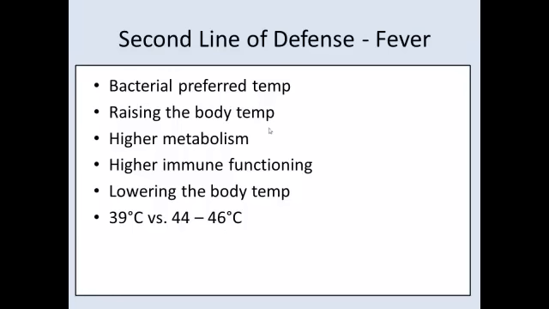So, you raise the body temperature, you raise the temperature above the optimum temperature of your pathogen, and it slows down their growth, their division. This also causes higher metabolism of your immune cells. They actually prefer 39 degrees Celsius. So your neutrophils and your macrophages actually phagocytize and function better at these higher temperatures.